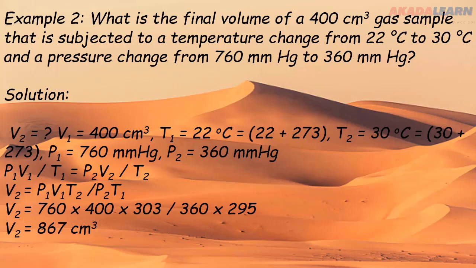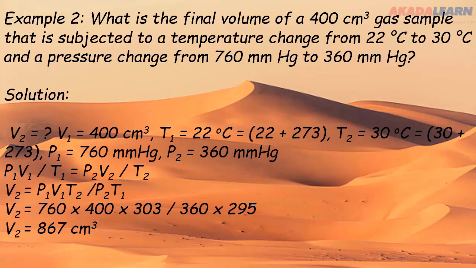Solution. First, we bring out our data. V2 is unknown. V1 is 400 cm cubed. T1 is 22 degrees Celsius, which we convert to Kelvin, while T2 is 30 degrees Celsius. Of course, we convert to Kelvin by adding 273. P1 is 760 millimeter mercury, while P2 is 360 millimeter mercury.